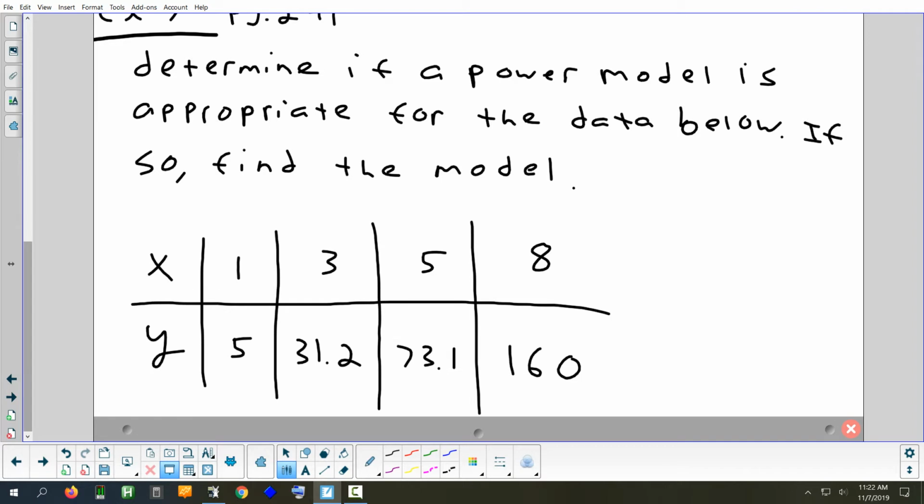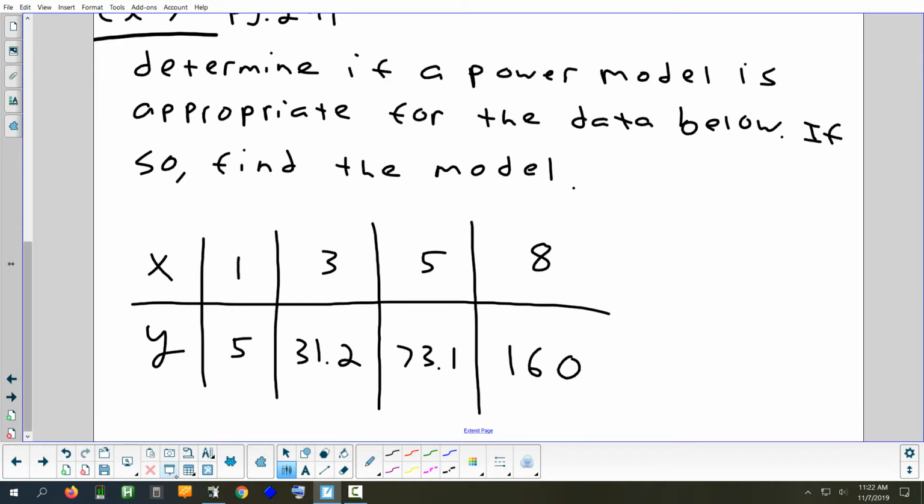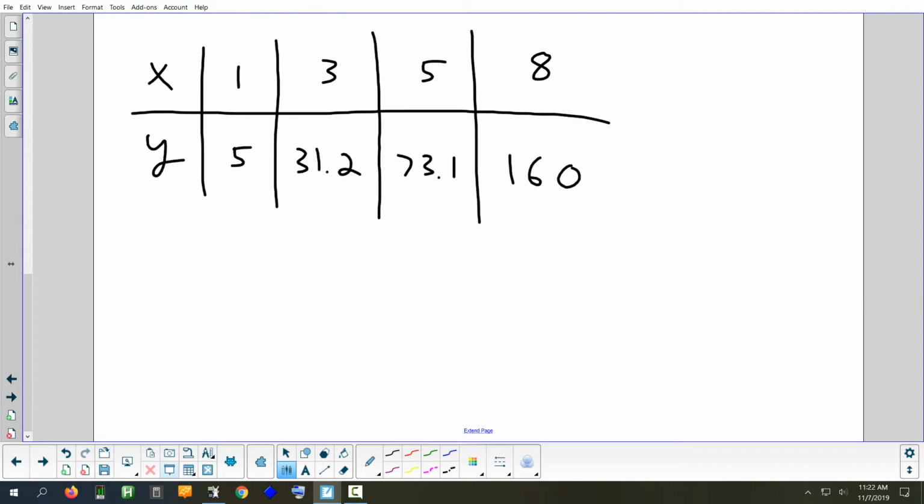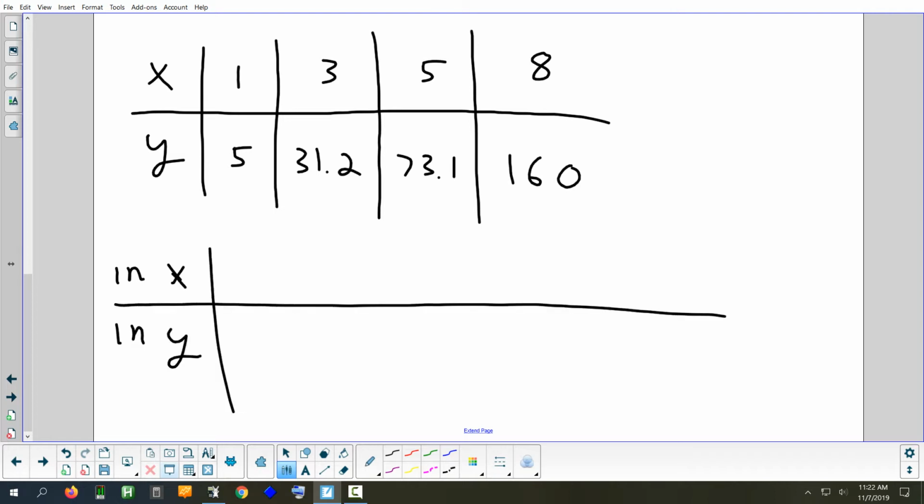Okay, so there's my data. What's the first thing I said to do to every number in that table? Natural log. Yeah, we're going to make a new table of all these points where every one of them is the natural log.